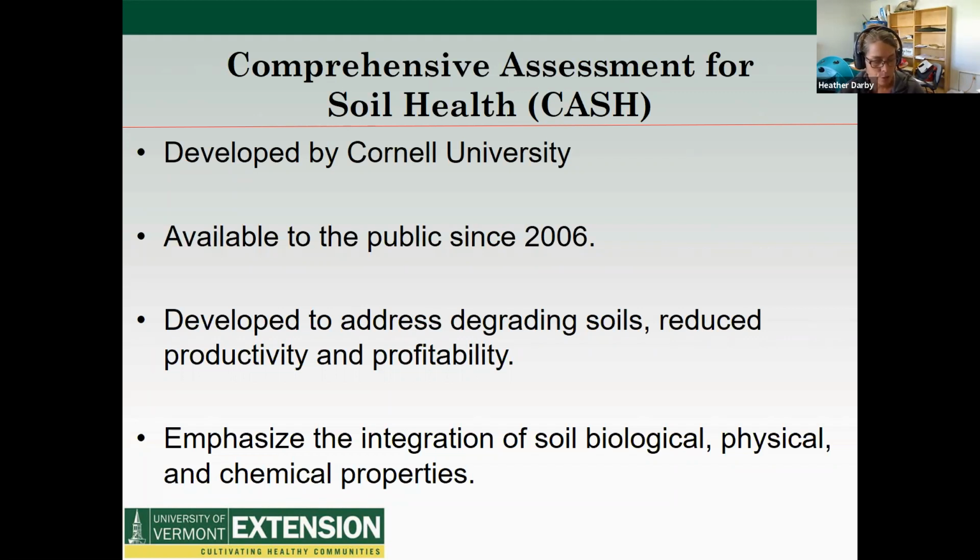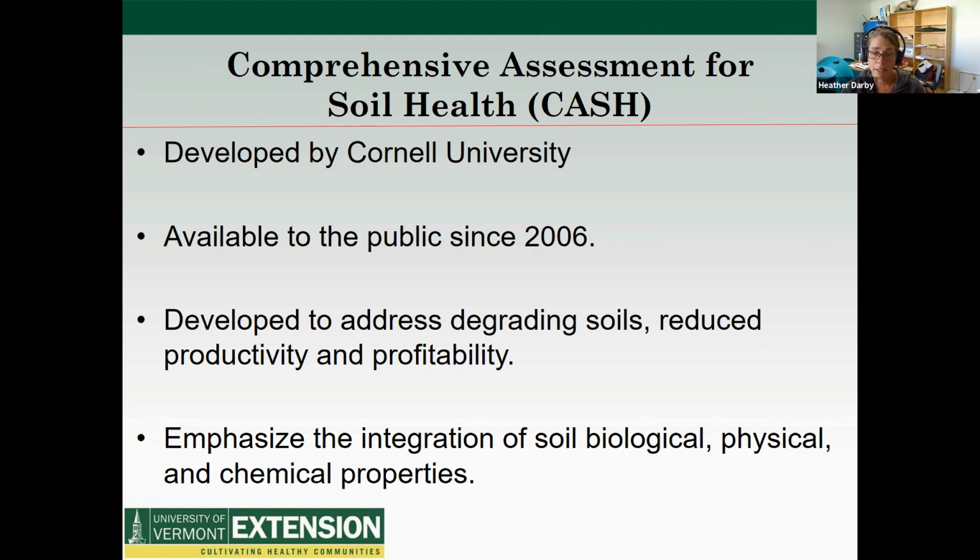And again, through the scientific world, people have linked different soil health or soil quality indicators to outcomes. So again, Cornell really took this out into the public. And what they were seeing, as well as many people, were degrading soils, reduced productivity on farms, and reduced profitability.